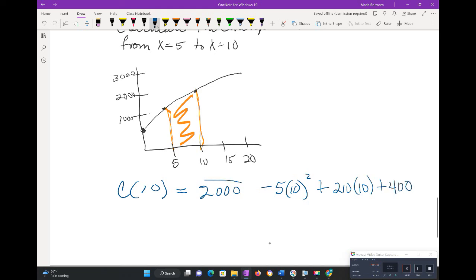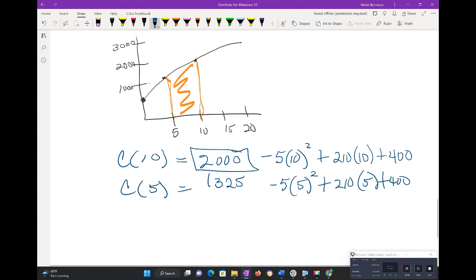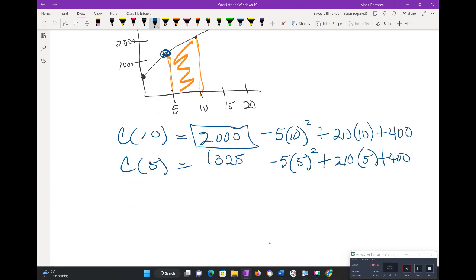And that's how we obtain this value. And then you do C sub 5 following the same process, which we obtained a value of 1325. Again, the equivalent of negative 5 times 5 squared plus 210 times 5 plus the 400. And so that's this value here that we're talking about. This is the 1325. So 5 comma 1325. And this value here, which is the 10 comma 2000.